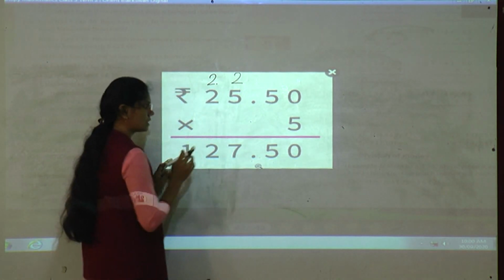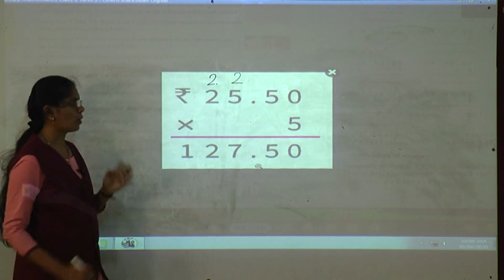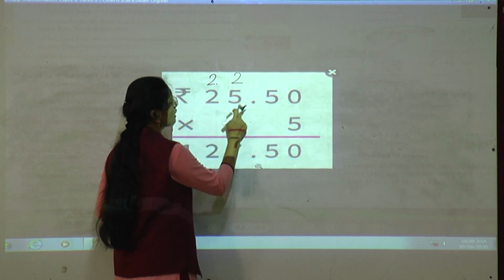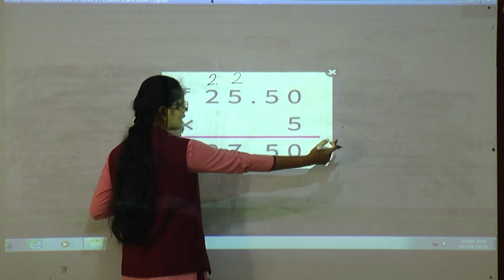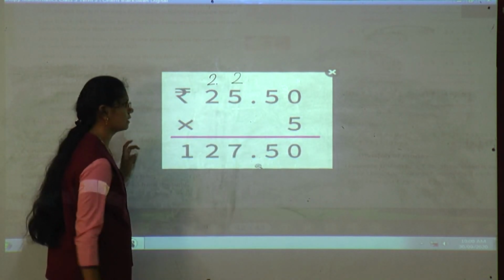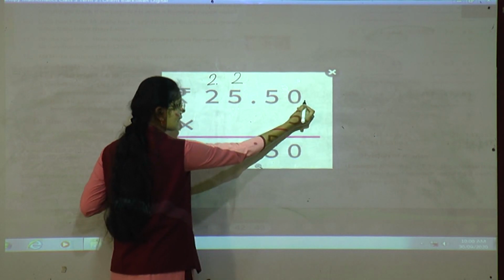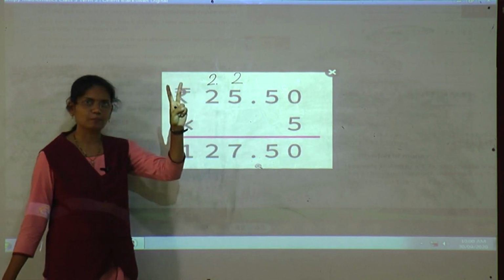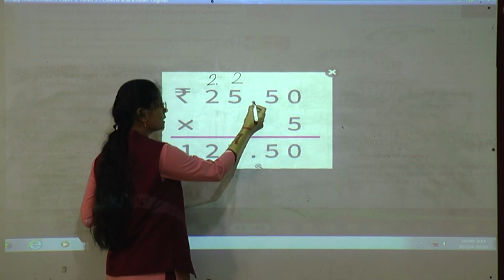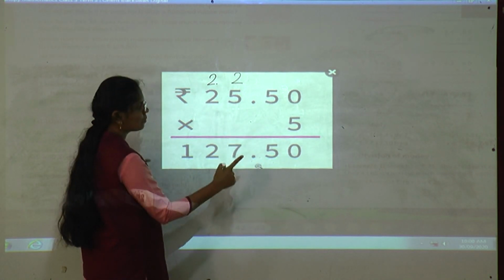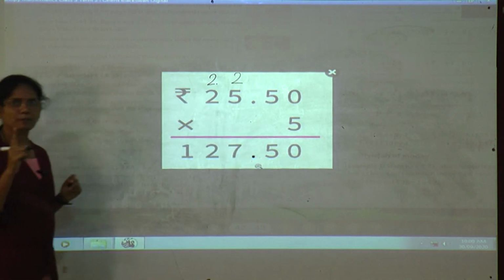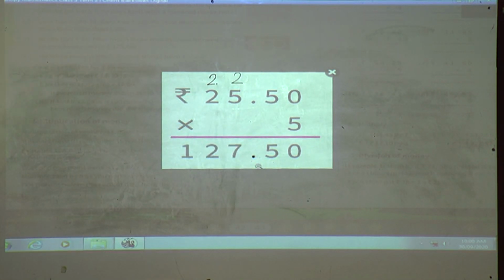Whatever answer we got, in that we have to give the point now. Where will you give the point? See this amount, 25.50. From the right side you have to count how many digits are there. Here there are 2 digits, so the point is before the second digit. So in the answer also, from the right side, before the second digit we have to give the point. In this way you have to solve the multiplication of money.